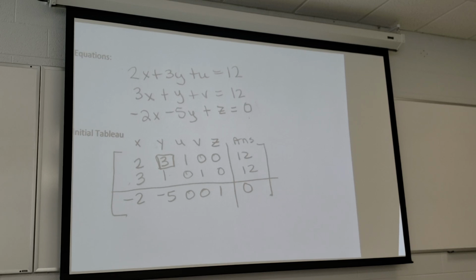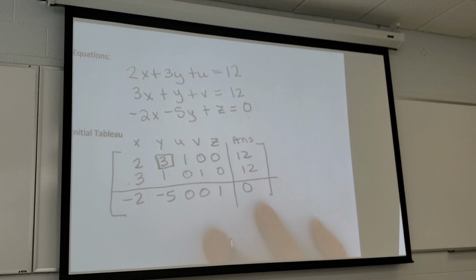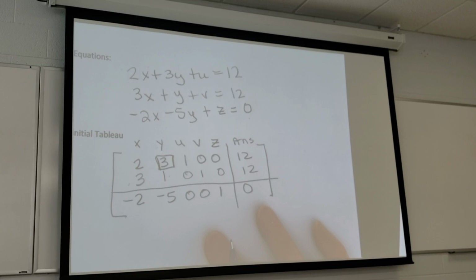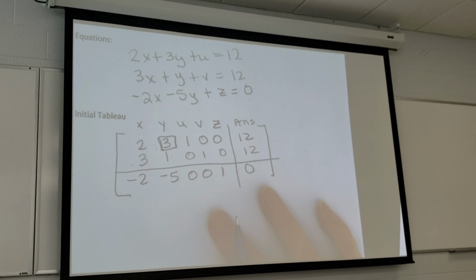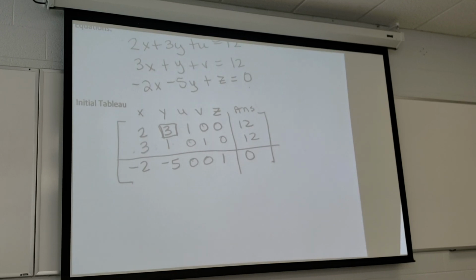So, how do I make a 3 into a 1? In Gauss Jordan, multiply by 1/3. So it's 1/3 times row 1. That is, the whole row has to be changed by multiplying by 1/3.